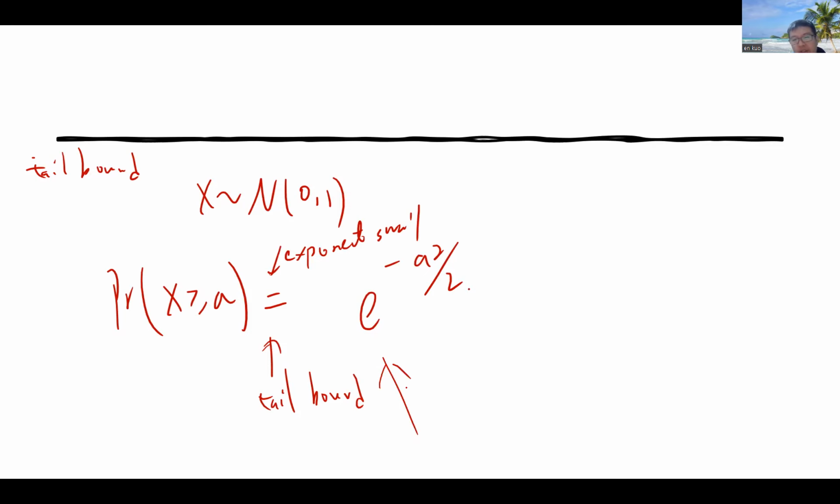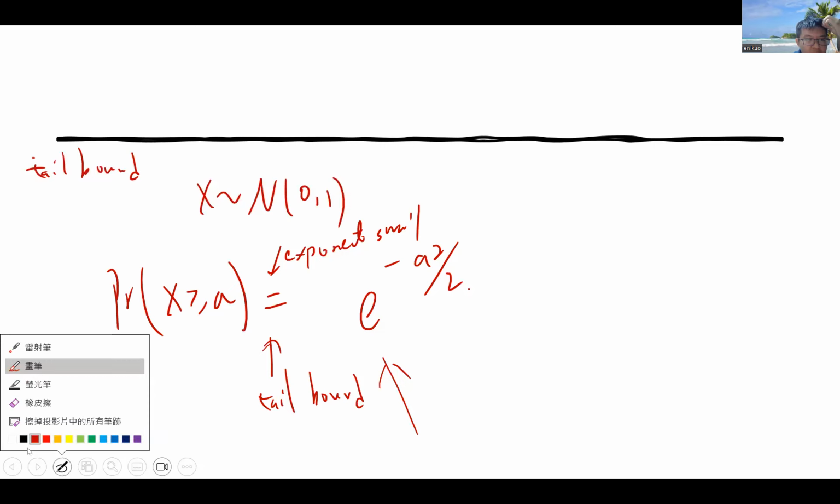In this spirit, one can define an idea called sub-Gaussian. Basically, sub-Gaussian means that if your probability distribution has, for general a, some constant in the exponential such that your tail is exponentially small. This is why it's called a tail bound.